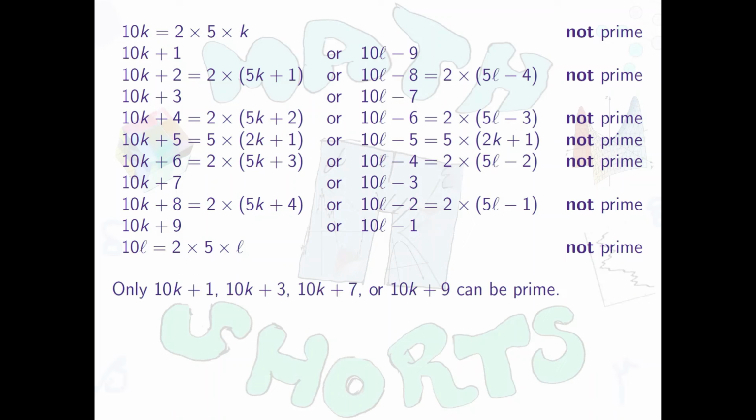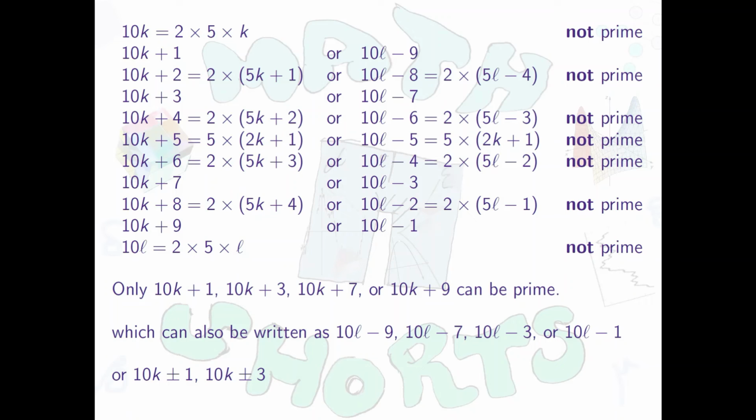So the only things that could be prime are 10k plus 1, 10k plus 3, 10k plus 7, or 10k plus 9. Or in terms of the subtraction, 10l minus 9, 10l minus 7, 10l minus 3, or 10l minus 1. And if we want to get cute, we can write it as 10k plus or minus 1, 10k plus or minus 3. So same idea. That doesn't mean that those numbers are going to be primes.